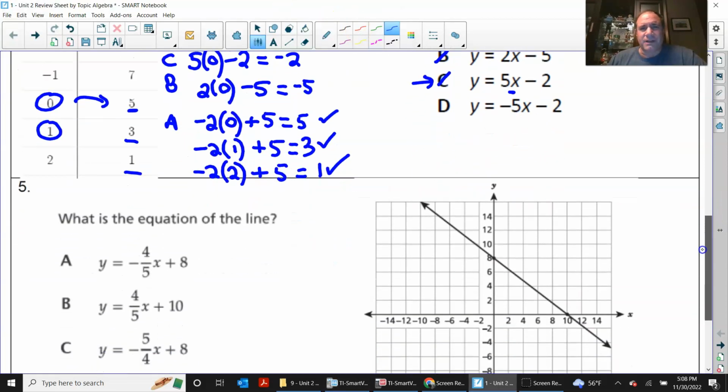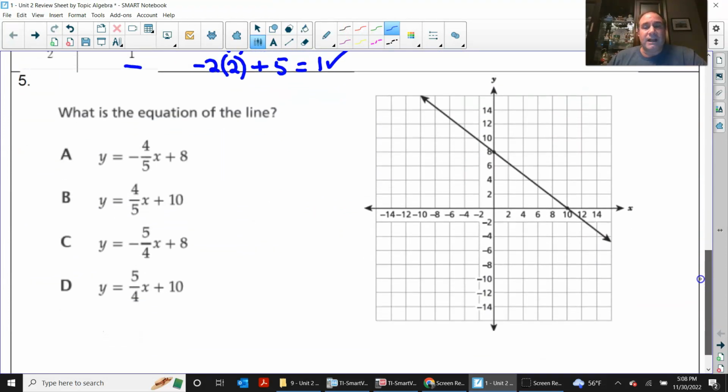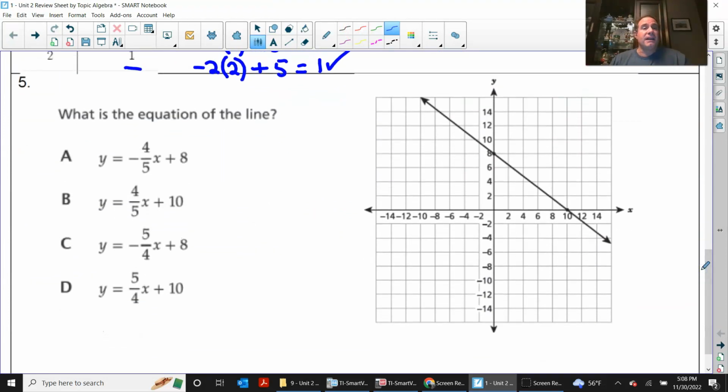You could do it one or two ways. Without the graphing calculator, you would have to do it by hand. When you have a graphing calculator, you don't have to do it by hand. All right, number 5.